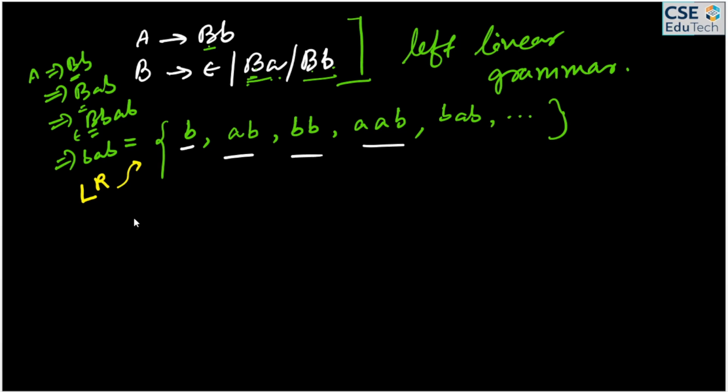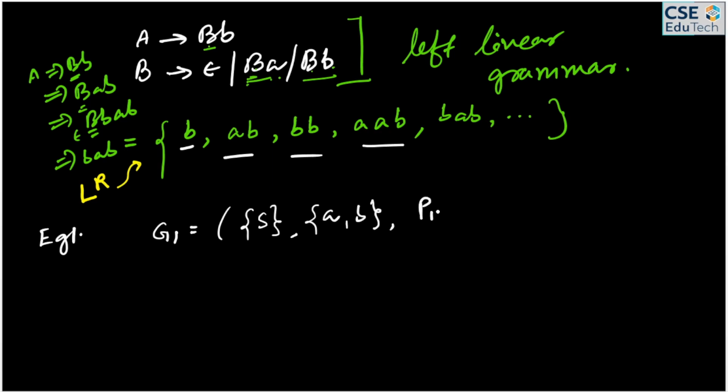Okay. Now we'll give an example like this. Suppose the grammar is given like that. G1 is a grammar which is given like that. S is a non-terminal and A, B are terminals, with production set P1 and start symbol S, where P1 is given as S to ABS or A, right? So obviously it is a right linear grammar. So we can say it is a right linear grammar.